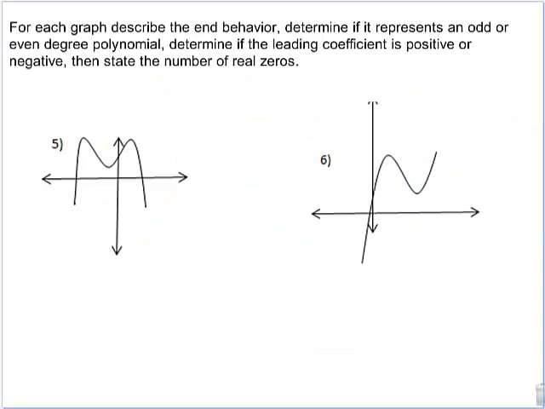So here's two graphs we're going to look at. For each graph, we're going to describe the end behavior, determine if it represents an odd or an even degree polynomial, determine if the leading coefficient is positive or negative, and then state the number of real zeros. We'll talk about real zeros after we've done the other three things. These are just sketches of graphs, so they don't have to be exact whatsoever. This kind of looks like a curvy M, maybe.